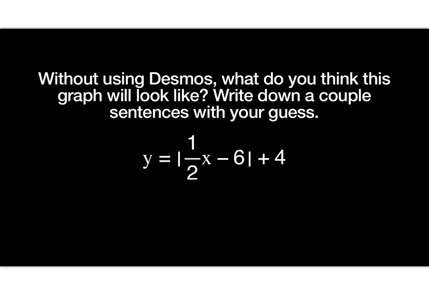You guessed it, but this time, what I want you to do is don't use Desmos at all. Just look at this equation. I want you to write down a couple sentences with your guess of what you think this graph would look like. How could you describe, based on what you see happening outside the absolute value, inside the absolute value, and this number in front of the x, what effect will that have, and what might that graph look like? Really take some time.